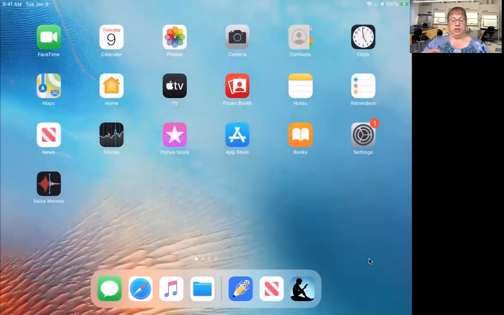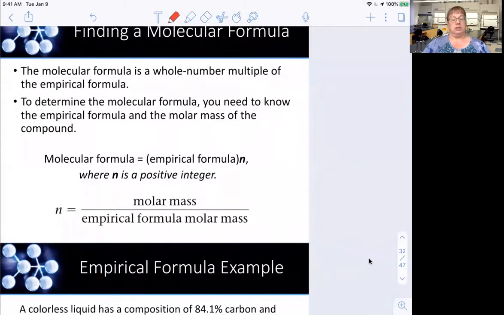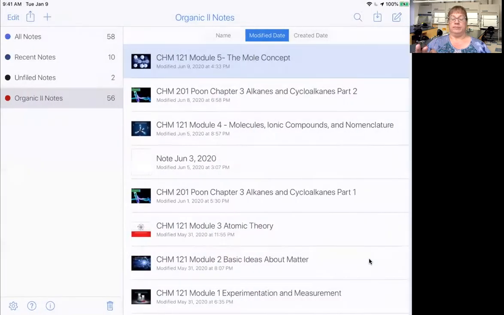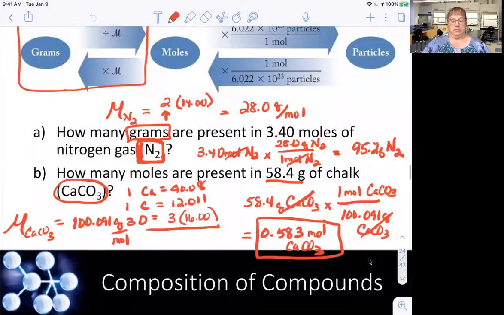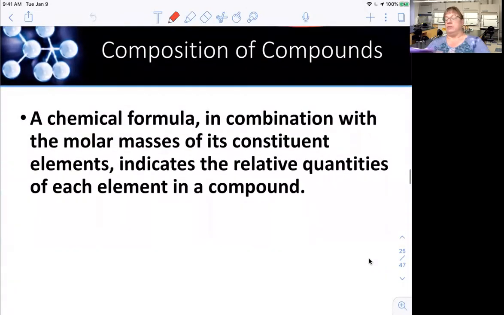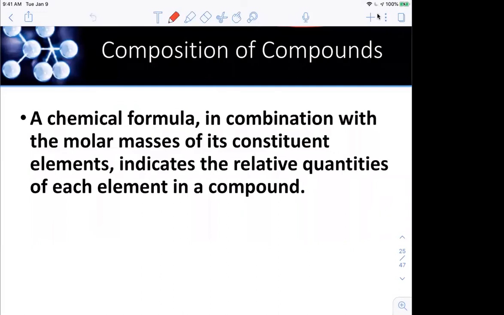And we are going to start where we left off before, which is the composition of compounds.